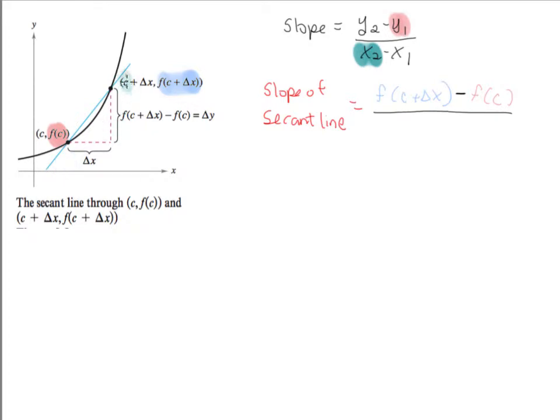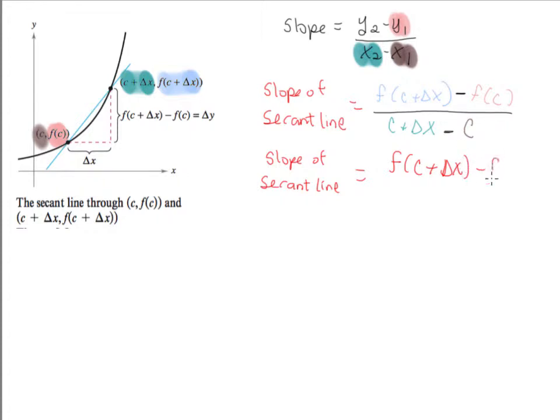So x2 is going to be the x value of my second point, which will be c plus delta x, minus the x value of my first point, which is c. Simplifying this down a little bit, our new slope of the secant line formula would be f of c plus delta x minus my function value at c, divided by delta x.